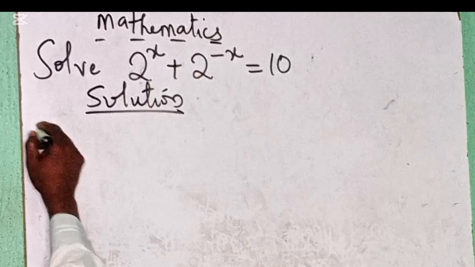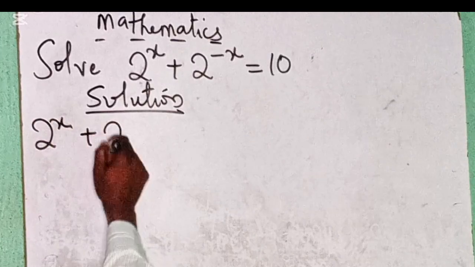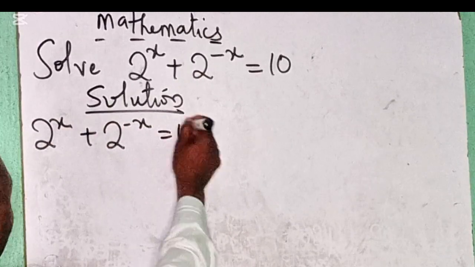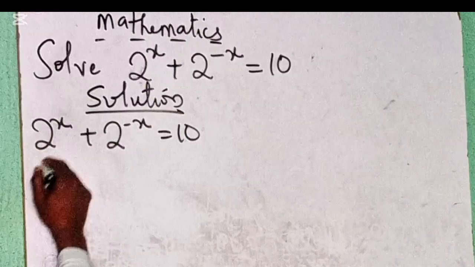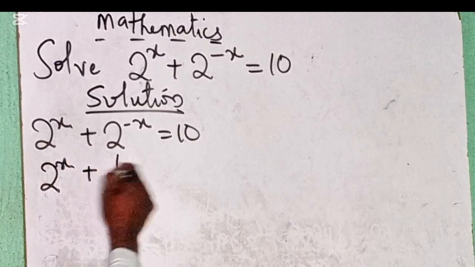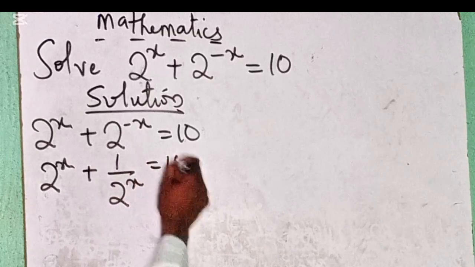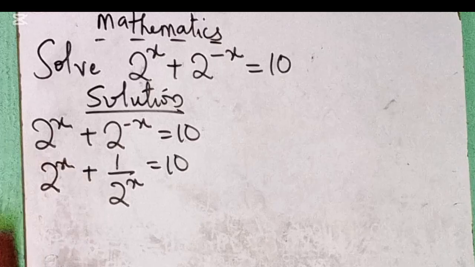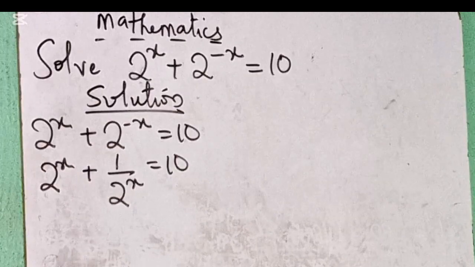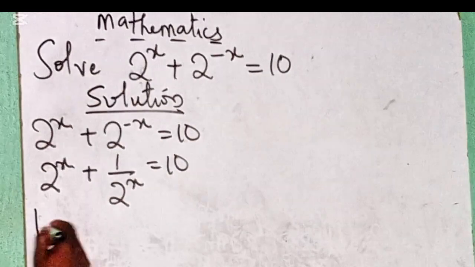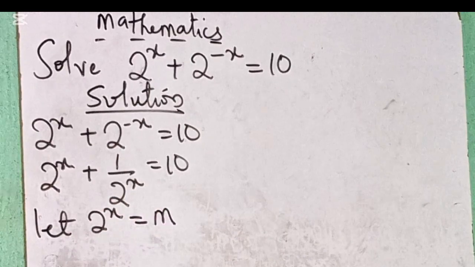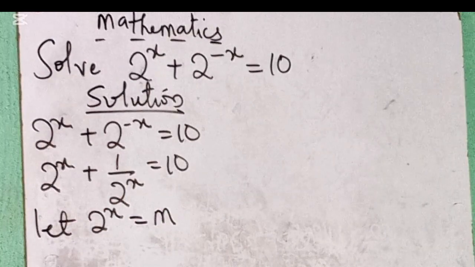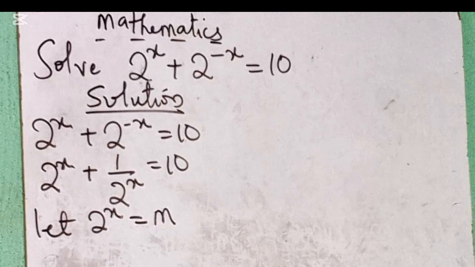Alright, now if I write this question, 2 raised to the power x plus 2 raised to the power minus x is equal to 10. I can rewrite this as 2 raised to the power x plus 1 over 2 raised to the power x is equal to 10. Anywhere I see 2 raised to the power x, I can equate it to a particular value. So let 2 raised to the power x be equal to, let's say, m. So anywhere I see 2 raised to the power x, I will slot in the value of m.